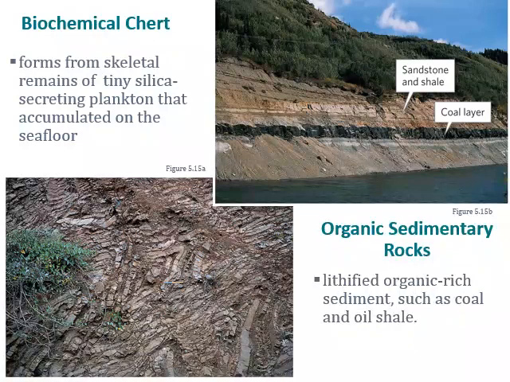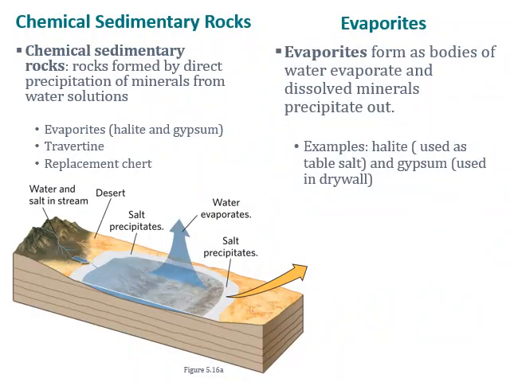Here are some pictures of evaporites. So evaporites form as bodies of water evaporate and dissolved minerals precipitate out. The best example is halite or table salt. Another example is gypsum used in drywall. There are some chemical sedimentary rocks that form through precipitation of minerals that aren't salts. These would be travertine or replacement chert.